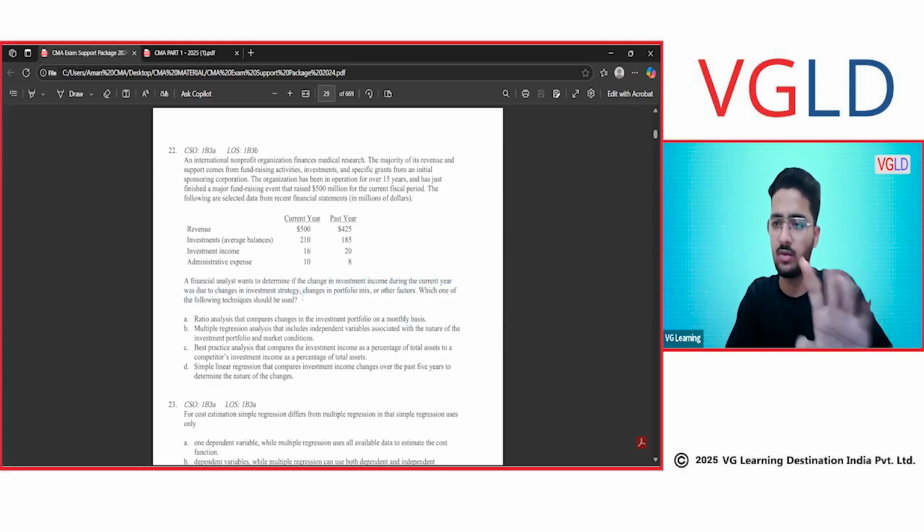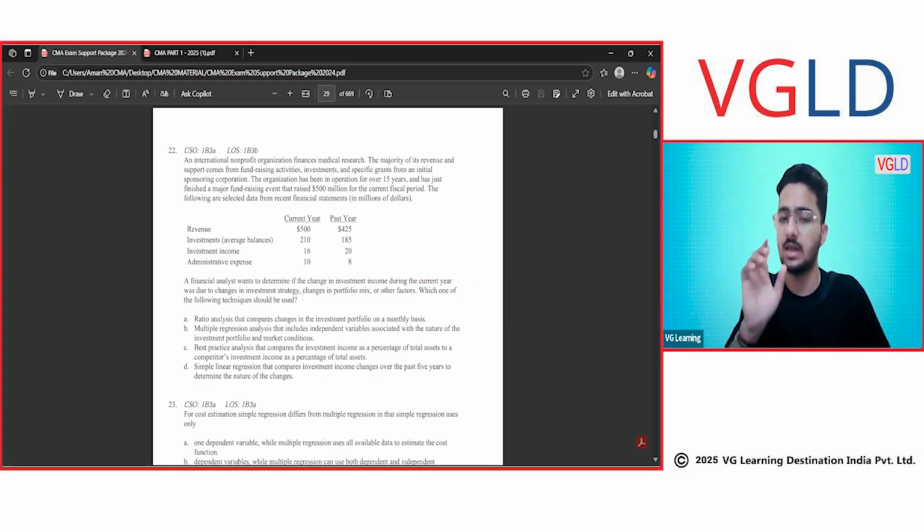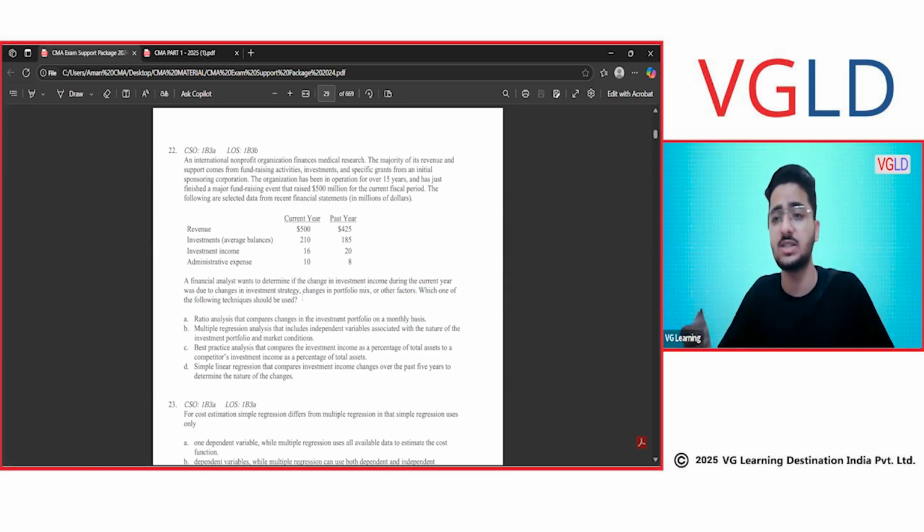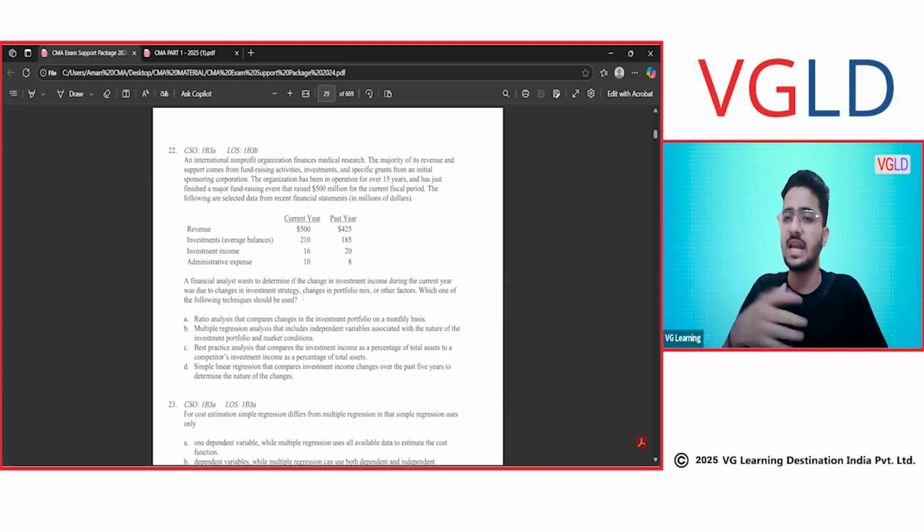Okay, I got what they are saying. They are saying that there was a change in investment income, and this change was due to the investment strategy, the changes in portfolio mix, or the changes in other factors. So which technique should I use? I guess there are many variables given in this. So give your answer.